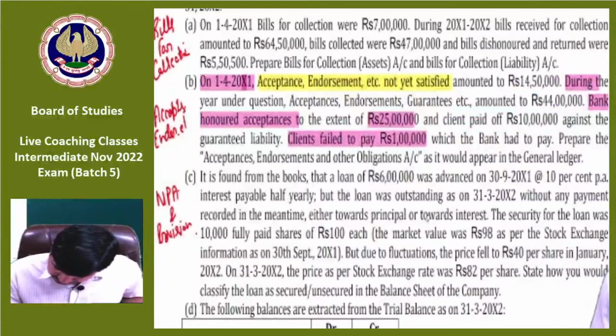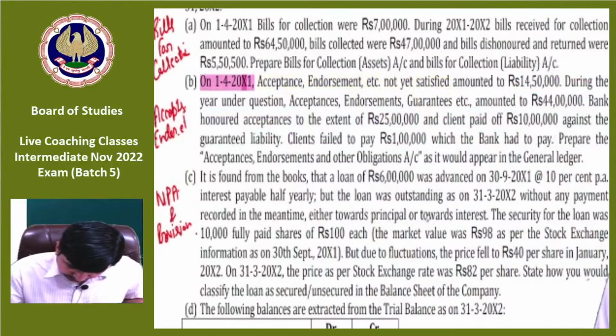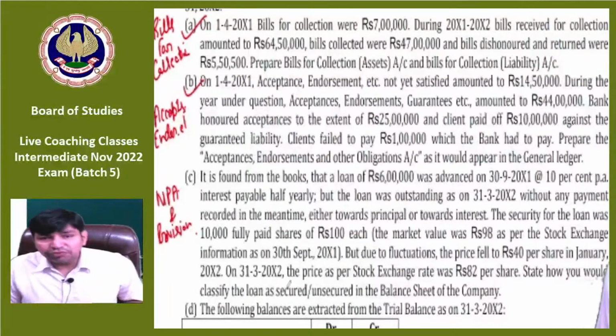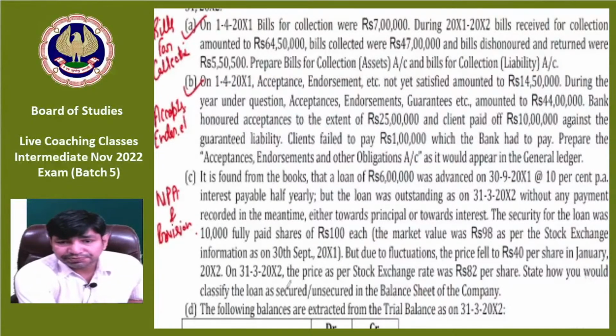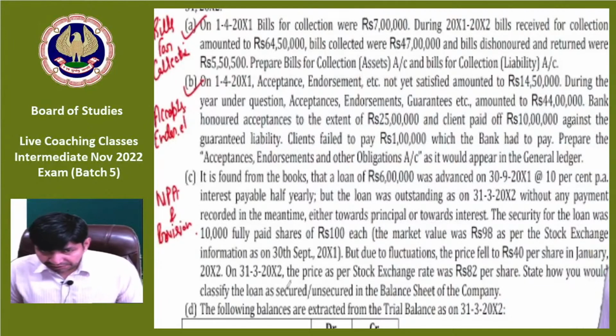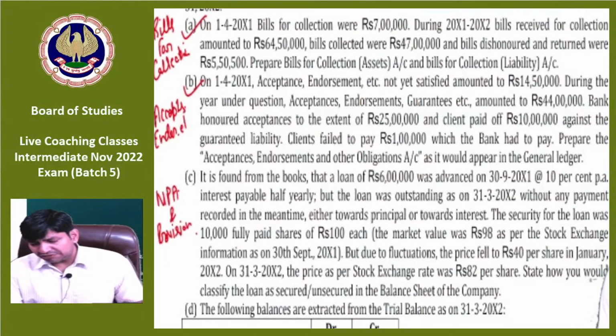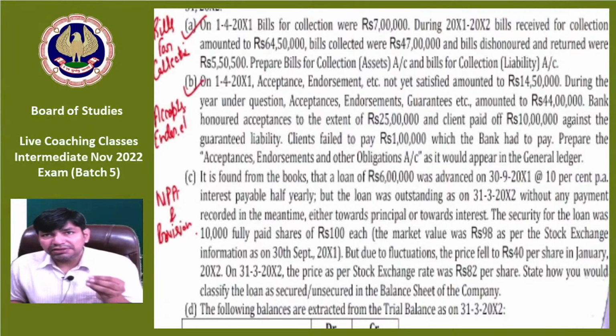Now, coming to the C part. What we had done: covered A part, B part. Now we are moving further to C part. Clear? Namrata, clear. Okay. See, beta, C part. Please read it carefully. I don't think there will be any problem if you read it in a simple way.